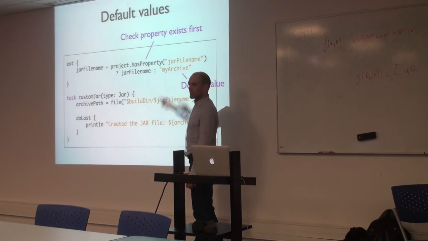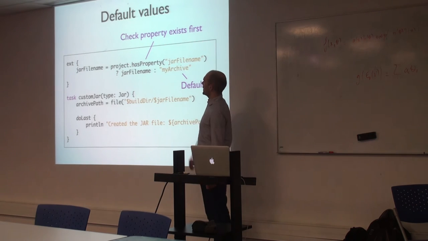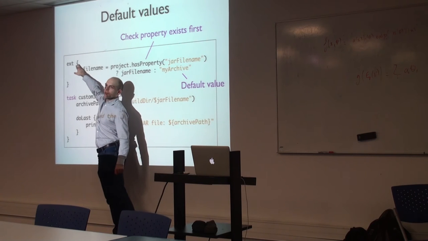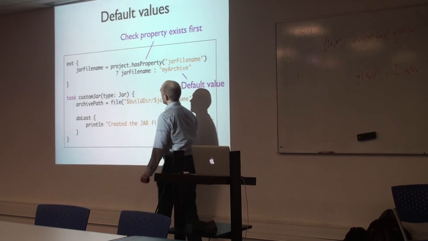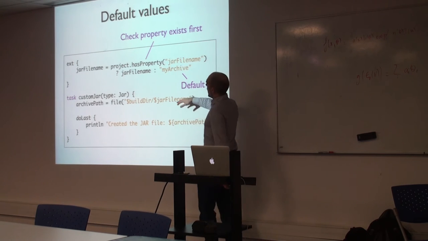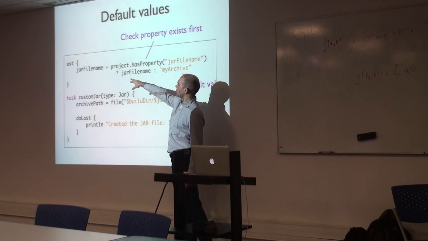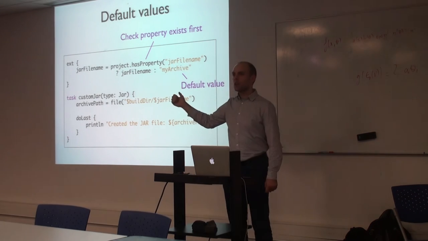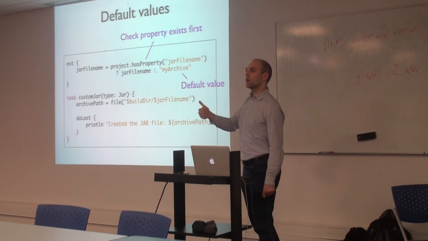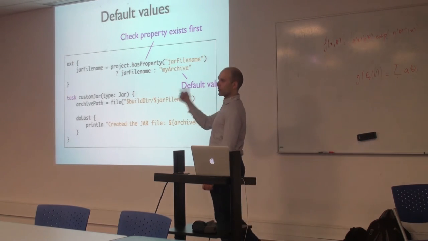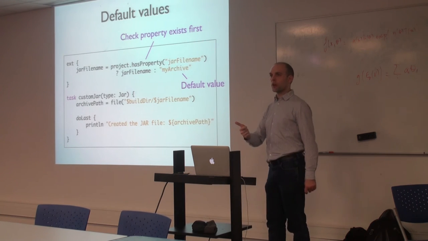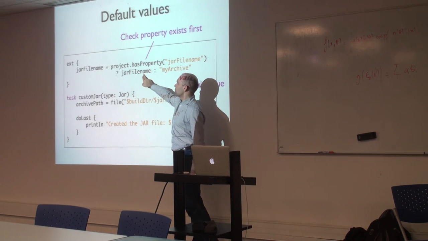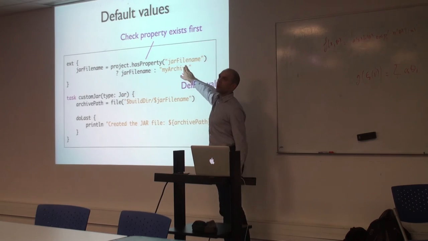So it's a little bit ugly at the moment, but if you want to provide a default value for a project property, that's what we're doing here. You have to do it within the namespace ext, extra or extension or something. The project property is jar file name, and we use this has property method to see whether it's been defined, i.e. whether it's been passed on the command line via the -P option, or it's in the gradle.properties file in the same directory. If it does exist, we use that value. Otherwise, we use our sensible default.